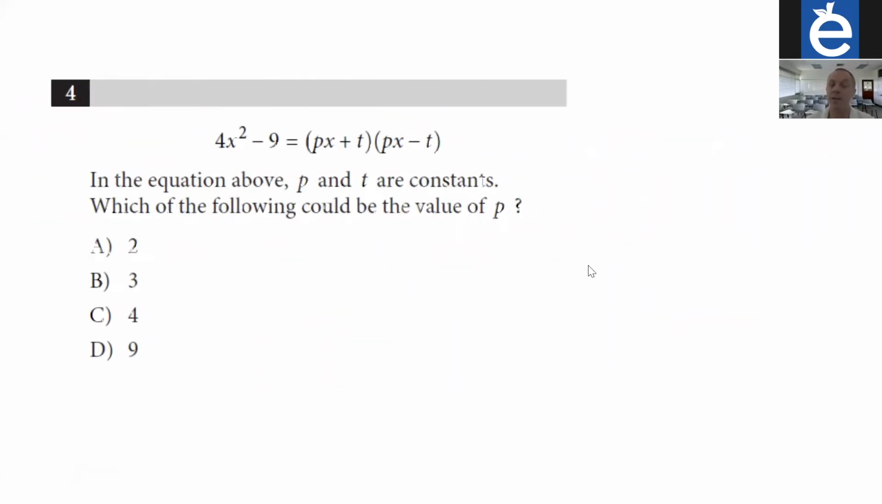So we have 4x squared minus 9 is equal to the quantity px plus 2 times the quantity px minus 2. In the equation above, p and t are constants. Which of the following could be the value of p? All right, so this becomes a discussion of the difference of squares, right? So I might ask, who remembers how to factor a squared minus b squared? That is the difference of squares.